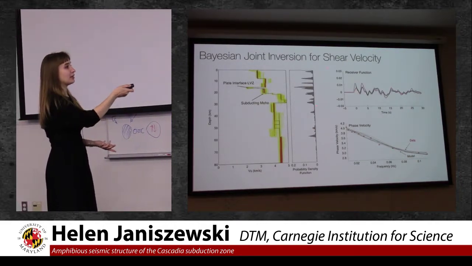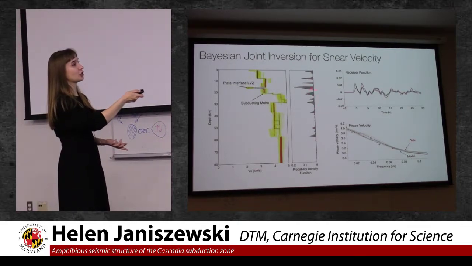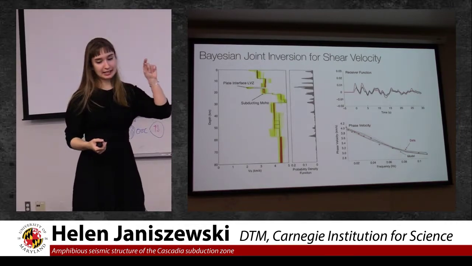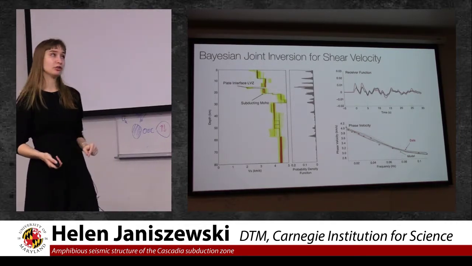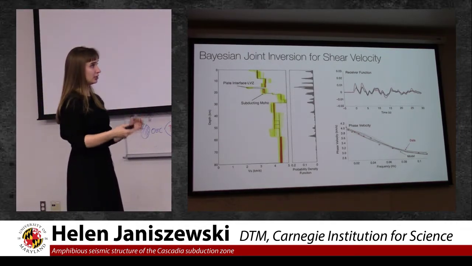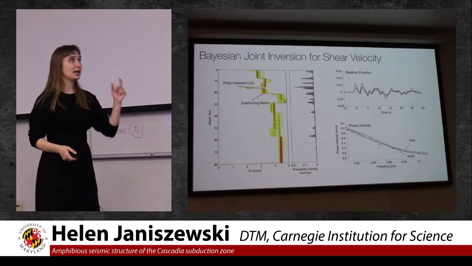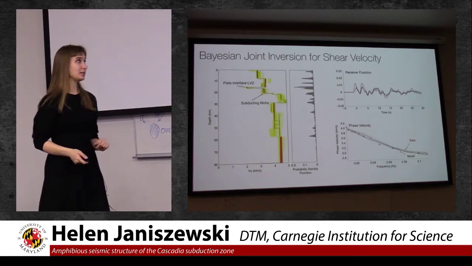And then this panel here is just showing you the probability at any given depth that it is an abrupt velocity boundary as opposed to some sort of gradient or smooth boundary. So the higher this spike is, the more confident we are that really is an abrupt velocity boundary.